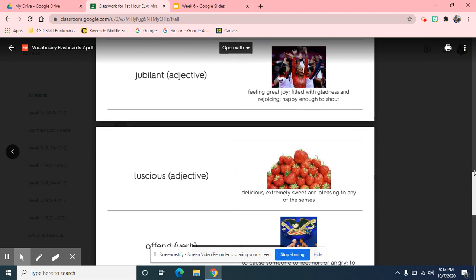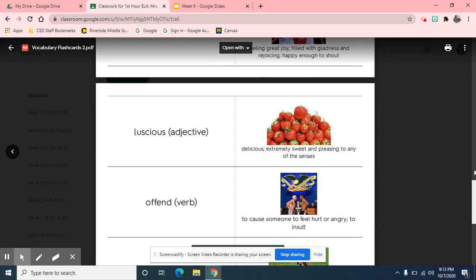The next word is luscious. Luscious. So say it after me. I know this is a hard word. Luscious. So luscious means delicious, extremely sweet and pleasing to any of the senses. The fresh peaches made a luscious pie. I bought a luscious ice cream from the ice cream shop. So another example, or a synonym, would be delicious. Luscious would be like delicious.